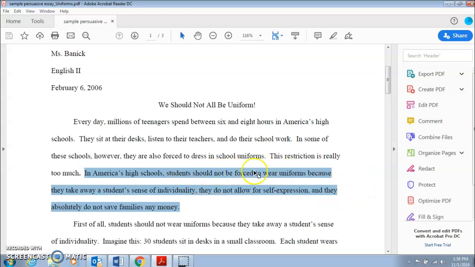I know what the topic is, in this case, wearing school uniforms. I know what the author's stance or position is. They do not believe that you should be forced to wear them. And they have 3 specific reasons why they believe this.